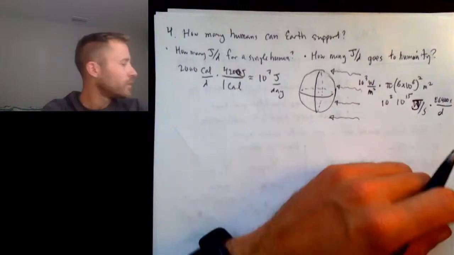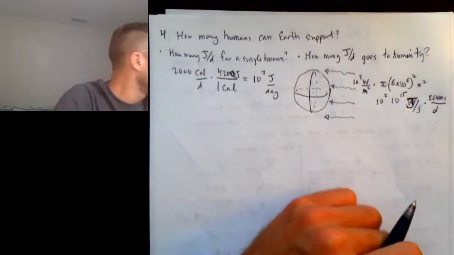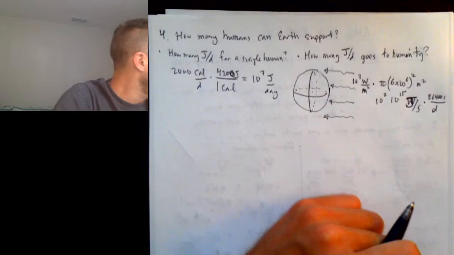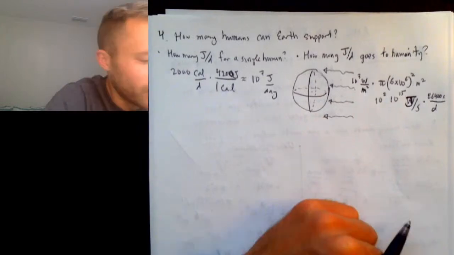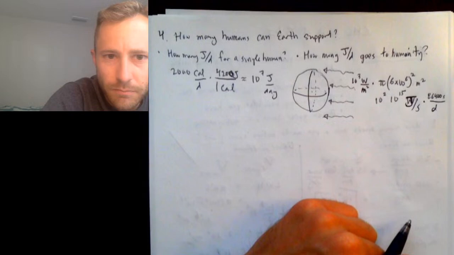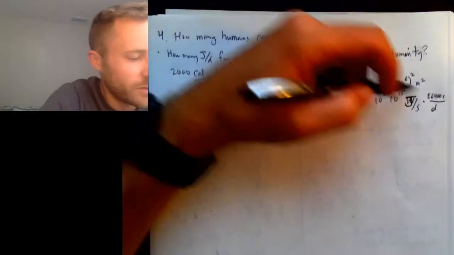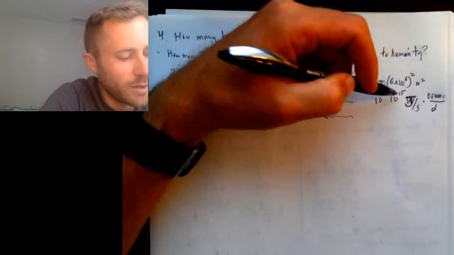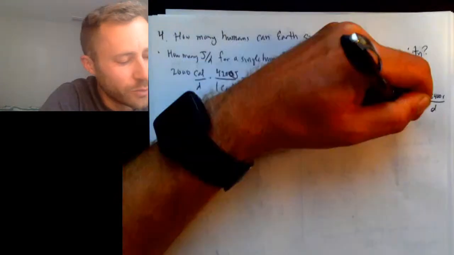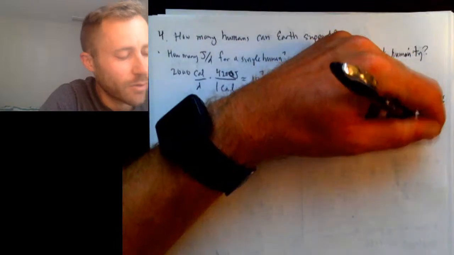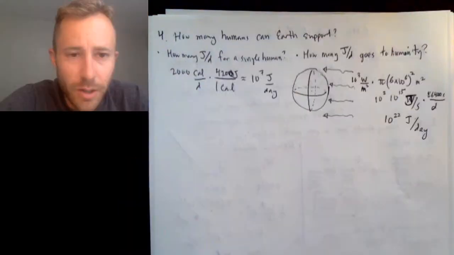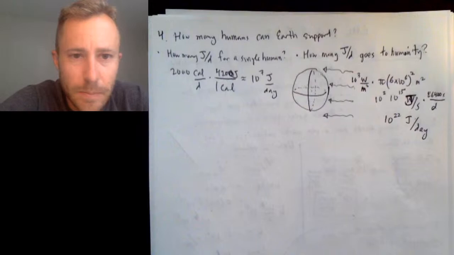So that means that the Earth is absorbing roughly, so I'm going to say roughly 10 to the 5th, and then I have 10 to the 15th. That's 10 to the 22nd joules per day. All right? That's how much the Earth as a whole is absorbing. So now we have to think about, well, how much is going to actually go to humanity?